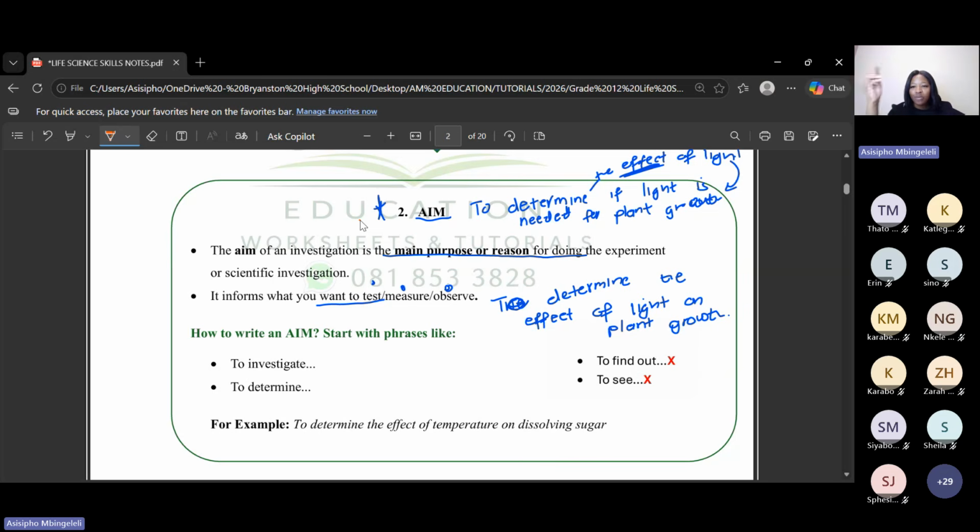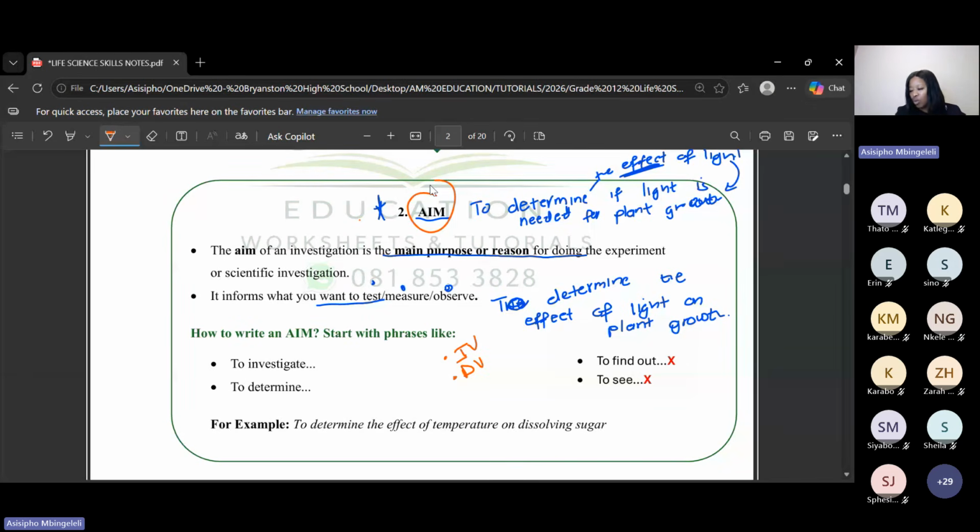From your aim, you are able to get two factors. Which factors are those? The independent variable and the dependent variable. They will always be found in an aim, nowhere else. Sometimes, if you're lucky, they mention them in the aim and you're able to also find them in the table that will be given to you, maybe the table of results or the table of the data that has been recorded. But from the aim, you are able to get these variables.